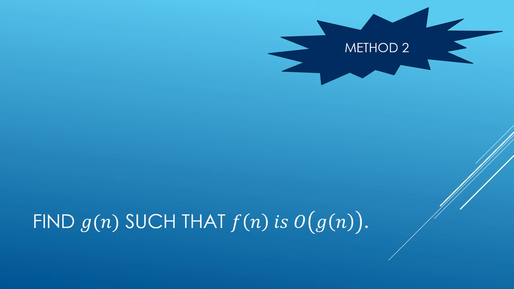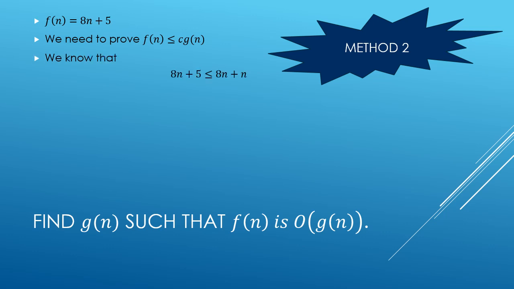The second method to go about is this. Fn is 8n plus 5. We need to prove that Fn is always less than C times Gn. We want a Gn which we can put here and the relation will hold. We know that 8n plus 5 is greater than or equal to 8n plus n. But for this to be true, n will have to be greater than or equal to 5.